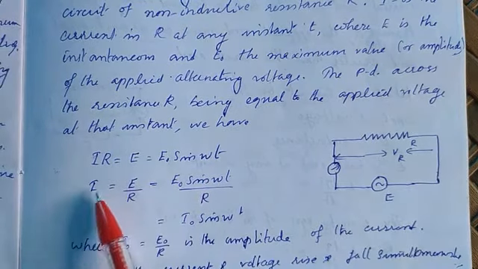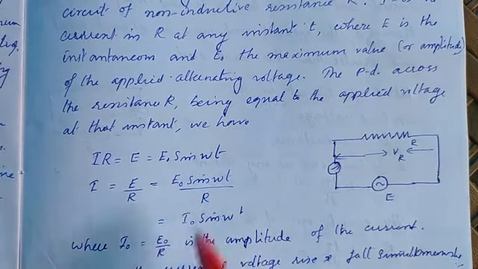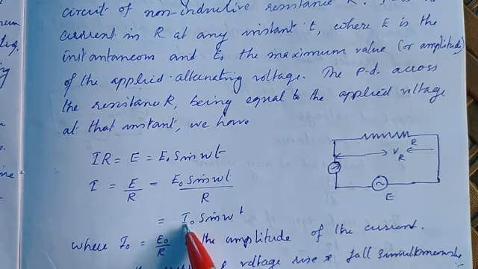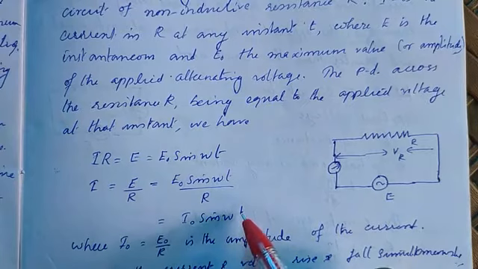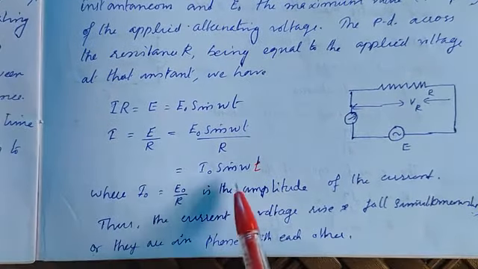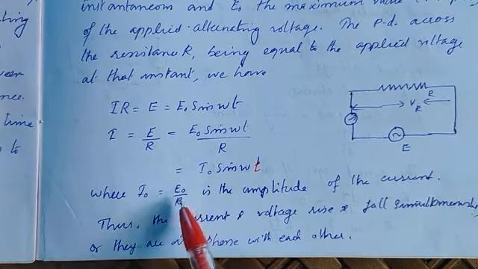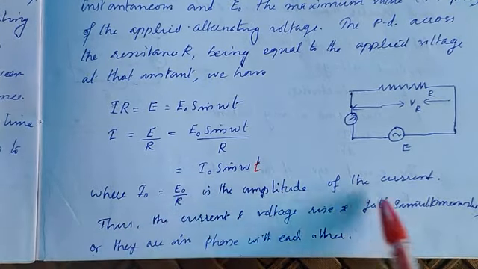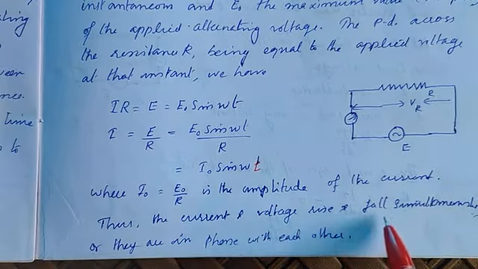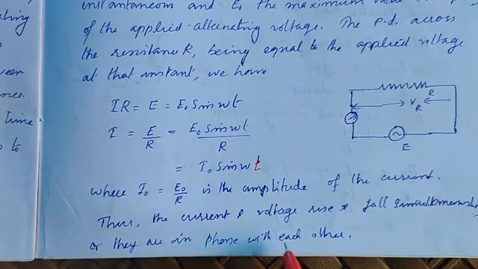So we can write I is equal to E by R, which is equal to E0 sin omega t by R. E0 by R is represented by I0, so that I is equal to I0 sin omega t, where I0, which is E0 by R, is the amplitude of the current. Thus the current and voltage rise and fall simultaneously, or they are in phase with each other.